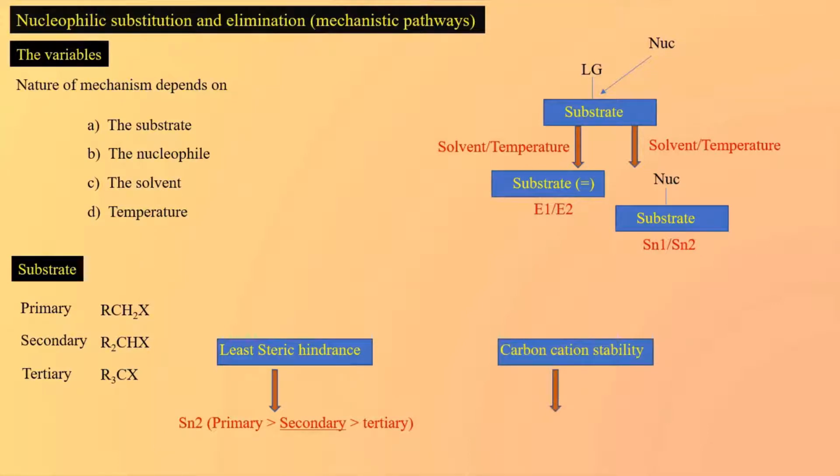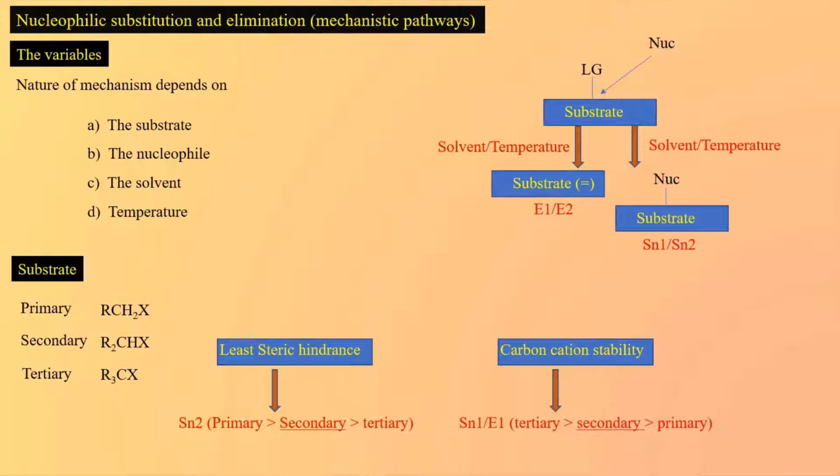Carbocation stability is exactly the opposite of steric hindrance. In other words, you want more steric hindrance for carbocation stability to increase. So the order is going to be reversed, but there's a catch. You can have Sn1 or E1. So if you have a tertiary carbon that contains the leaving group, it's not going to be Sn2 for sure. It will be either Sn1 or E1. Okay. Now we only looked at the extremes.